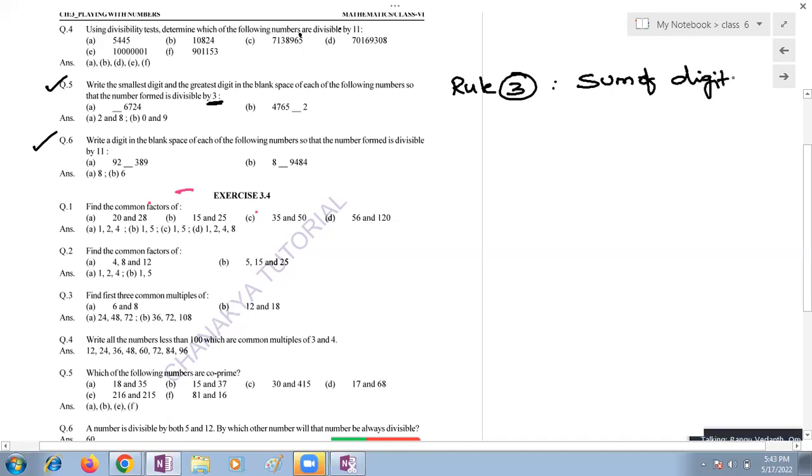The sum of the digits of a number. Sum of digits of a number. Sum of digits of a number should be divisible by 3. Very good. Yes. Now coming to the least number.